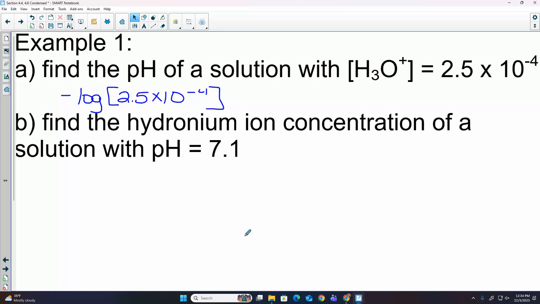All right, so everybody put that in your calculator. And what do we get for our pH? 3.6.